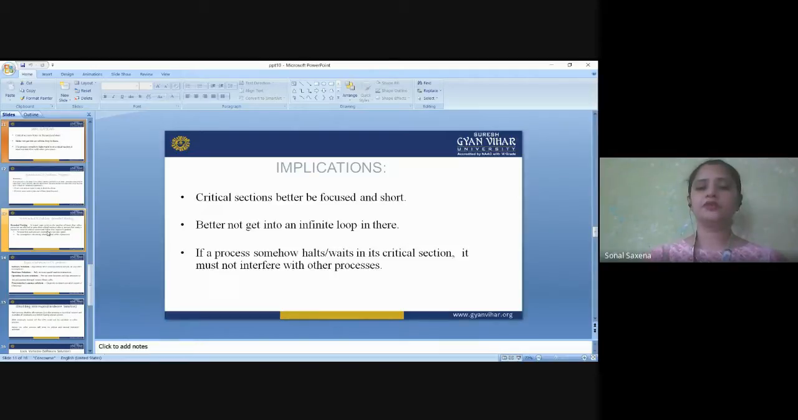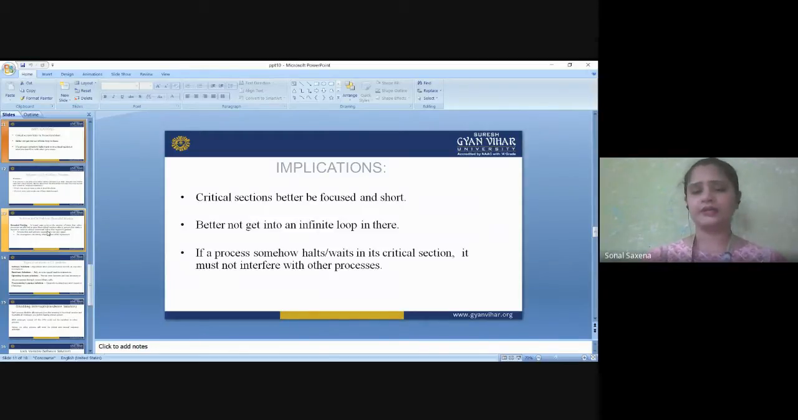So from this we can imply that critical sections must be focused, and they should be short enough. They better not get into an infinite loop in there, because if it enters an infinite loop, what will happen? The processes that are waiting in the remainder section will have to face a starvation condition. I told you in the previous lecture what is starvation. So here there is a maximum chance of starvation if an infinite loop runs for a single process in the critical section.